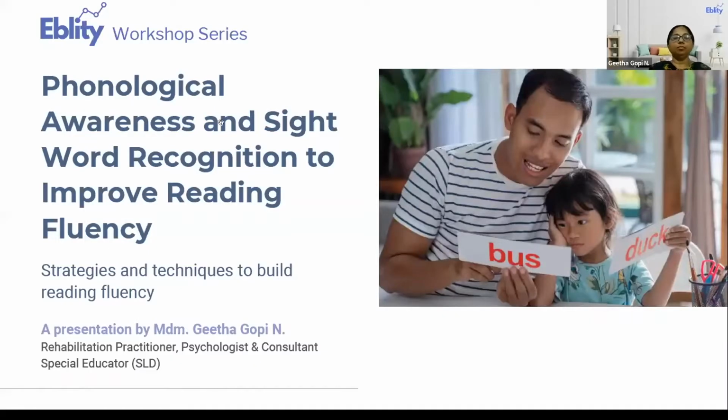Thank you, Revati. So a warm welcome to everyone who is attending the session. Once again, Ability has come up with a workshop. Today's workshop is on phonological awareness, the early part. So I'll just straight away go into screen sharing. Today's workshop is on developing phonological awareness and sight word recognition to improve reading fluency in children.